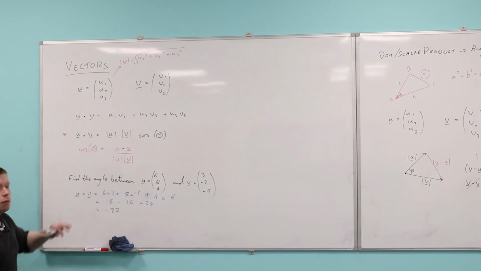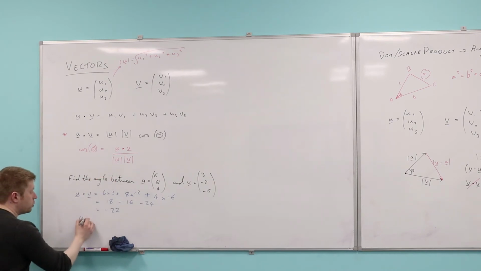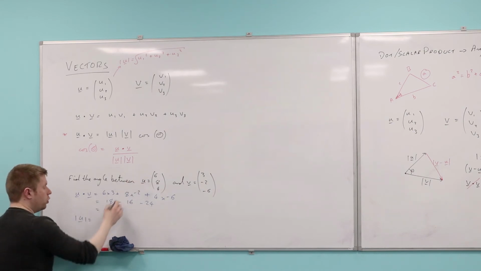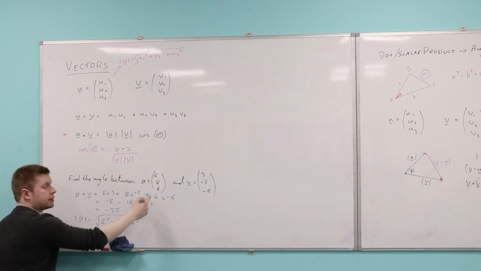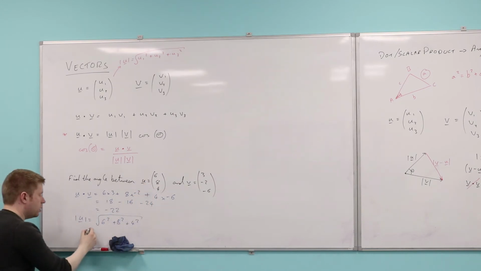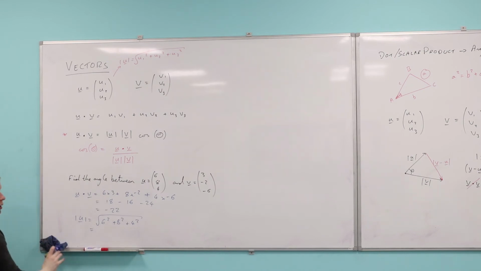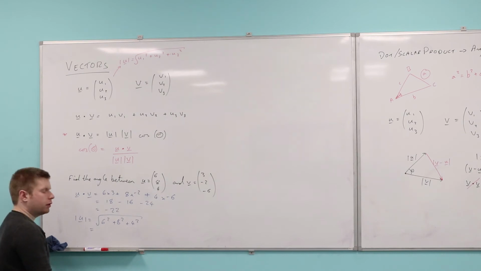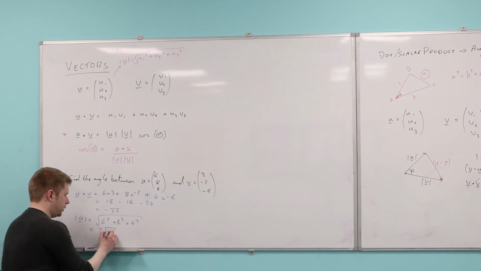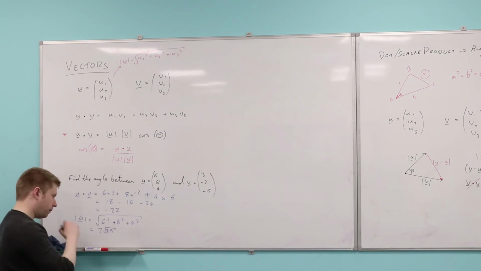Now all I need is the modulus of u. The modulus of u is also nice and easy to find. Modulus of u will be 6 squared plus 8 squared plus 4 squared, square rooted. That thing squared plus that thing squared plus that thing squared, square rooted. Can somebody calculate that for me? Because I can't be bothered in my head. It's going to be 116, I think. So 2 square root 29. Okay, good.